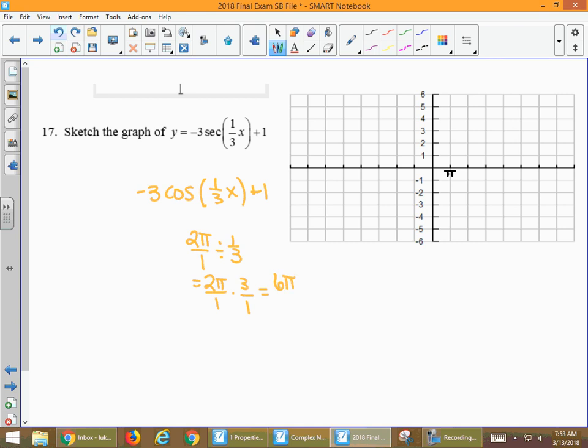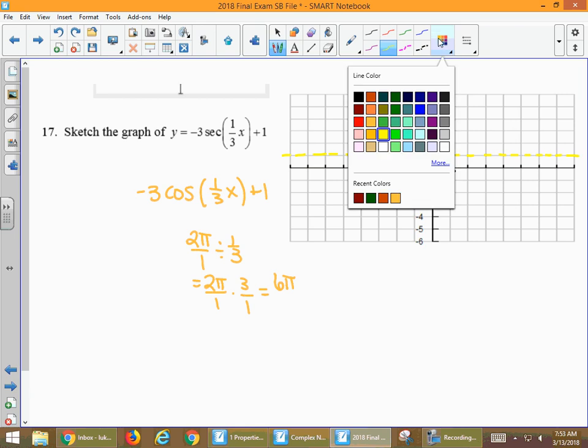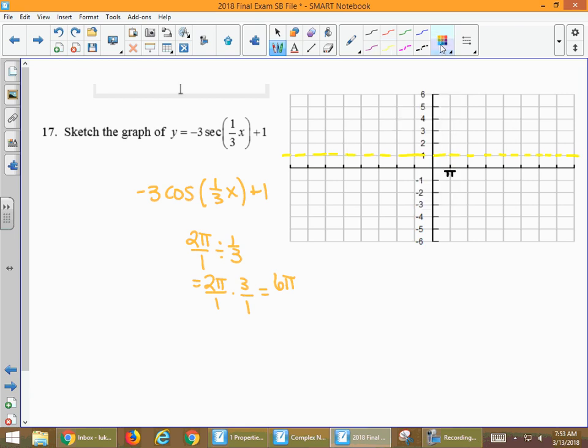So one whole cycle of my function I'm going to have done in 1, 2, 3, 4, 5, 6. The amplitude is 3, and I'm reflected over the x-axis. So instead of starting at a max, I'm going to start at a min. I'm also starting up 1 unit from that plus 1. I'm going to ignore my x-axis and use that as my midline. So let's see, down 3 for my midline.